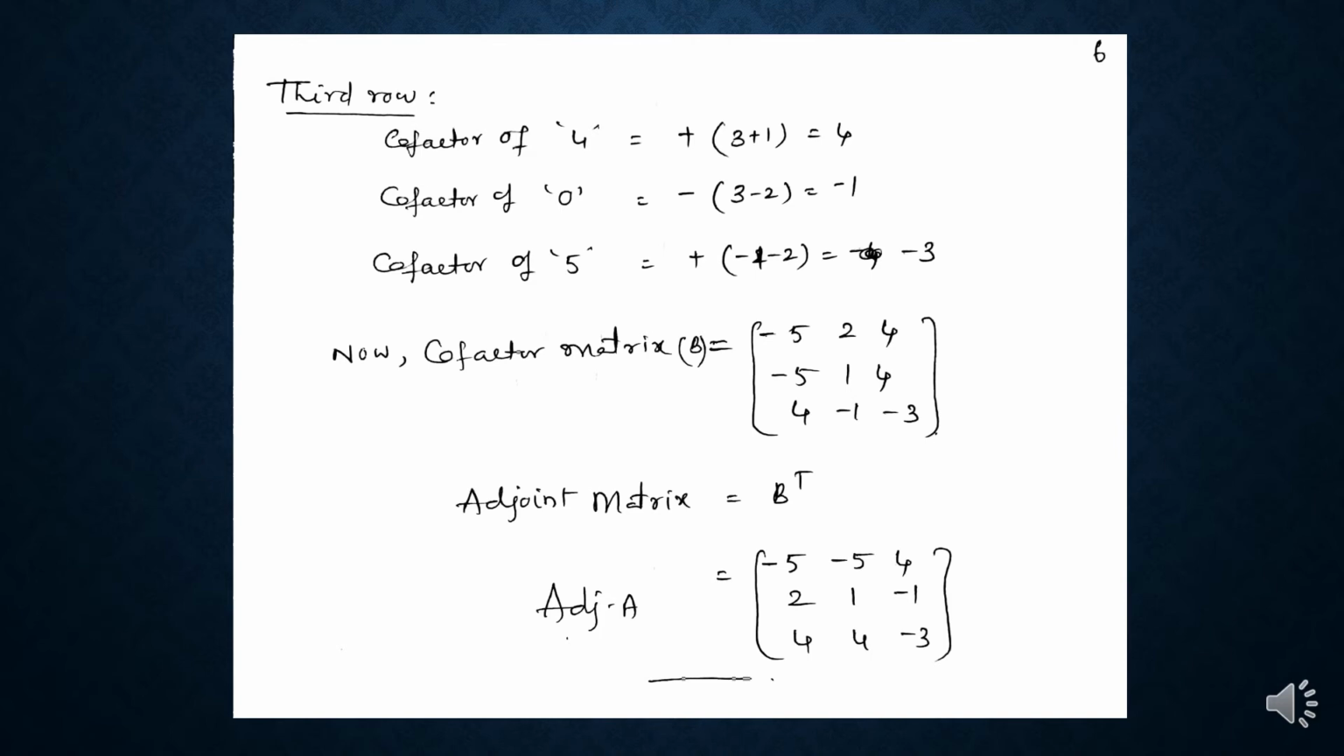Now we want to find the adjoint of this matrix. So adjoint matrix is equal to B transpose. So by transposing this matrix we will get adjoint A. The transpose of this matrix can be written as minus 5, 4, this first column as first row, and second column 2, 1, minus 1 elements as second row 2, 1, minus 1, and third column elements 4, 4, minus 3 can be written as third row 4, 4, minus 3. So this is the adjoint matrix of the given matrix A.